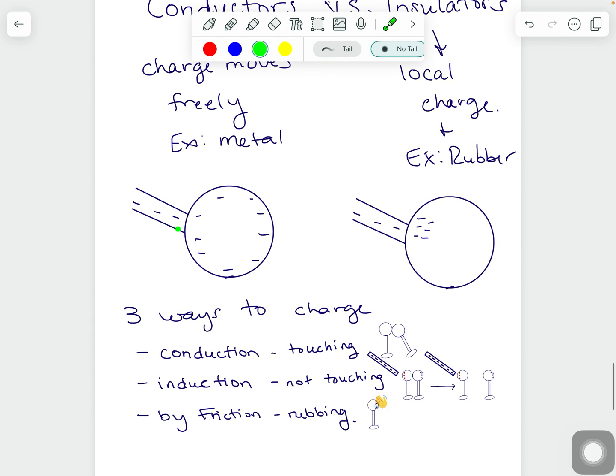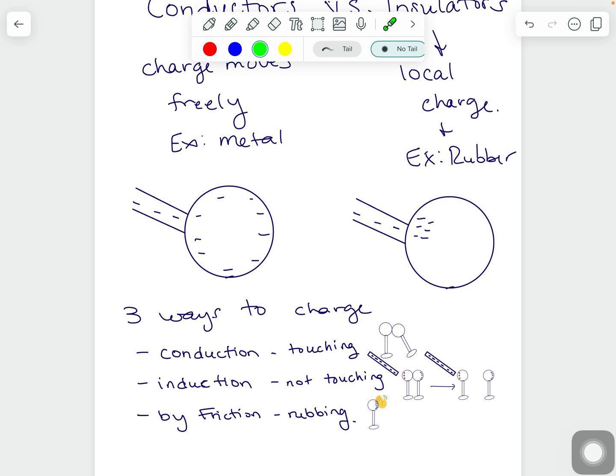So when I touch a rod that is negatively charged to a metal, that negative charge moves onto this sphere and moves away from each other. So it evenly distributes throughout. And on this one here, if we touch it there, it's only going to charge a little tiny spot right there. And it's actually kind of hard to even charge rubber like that. But let's talk about the different ways that you can.